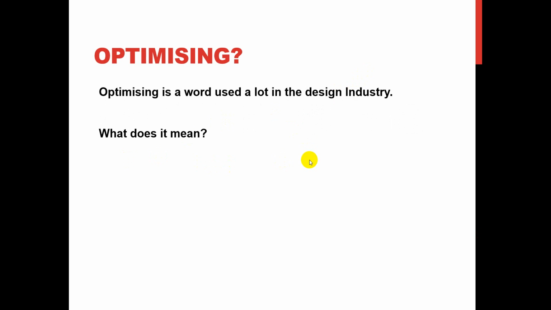Welcome to lesson 4 of our digital graphics course, unit 30 for our BTEC Level 3. Today we're looking at optimization, and what this means in terms of digital graphics. Okay, so let's get started.